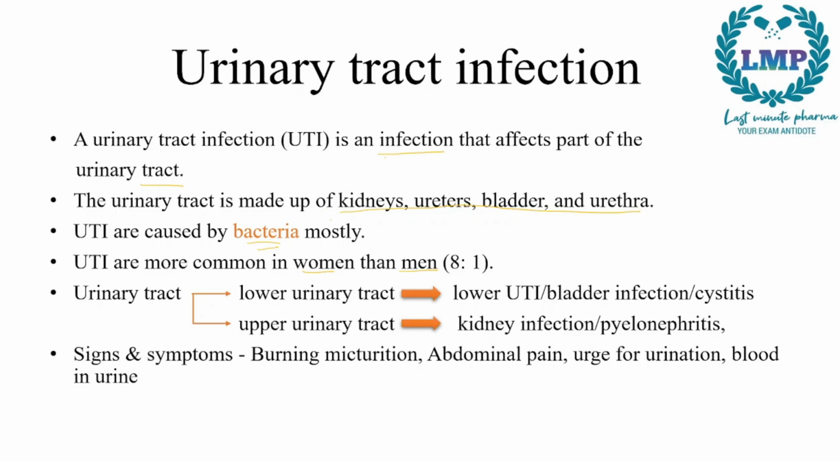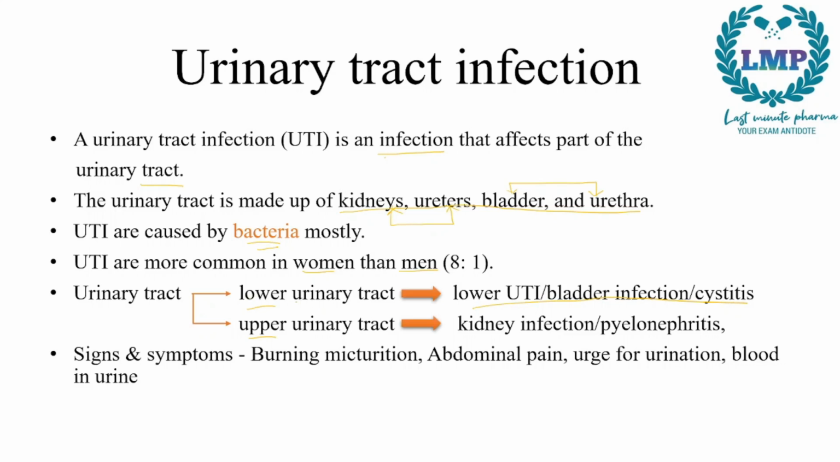Now, urinary tract we said was made up of four parts: kidney, ureter, bladder, urethra. Now, kidney and ureter, these two make up the upper urinary tract, whereas the bladder and the urethra will make up the lower urinary tract. Next we have urinary tract infections. We will classify them on the basis of whether they are in the lower urinary tract or in the upper urinary tract. If they are in the lower urinary tract, we will call them lower UTI, bladder infection or cystitis.